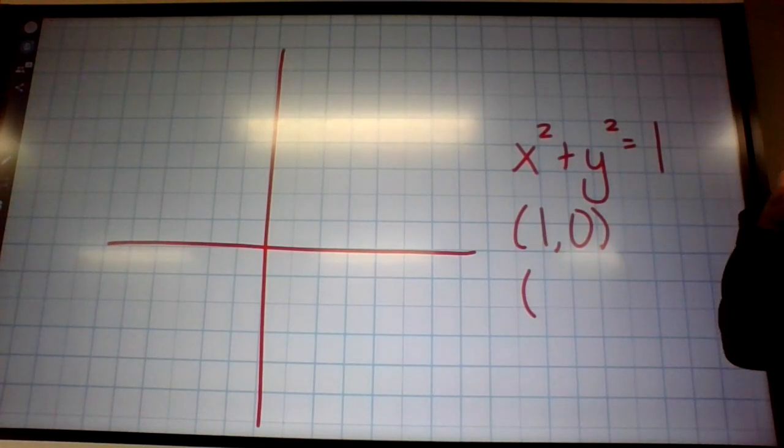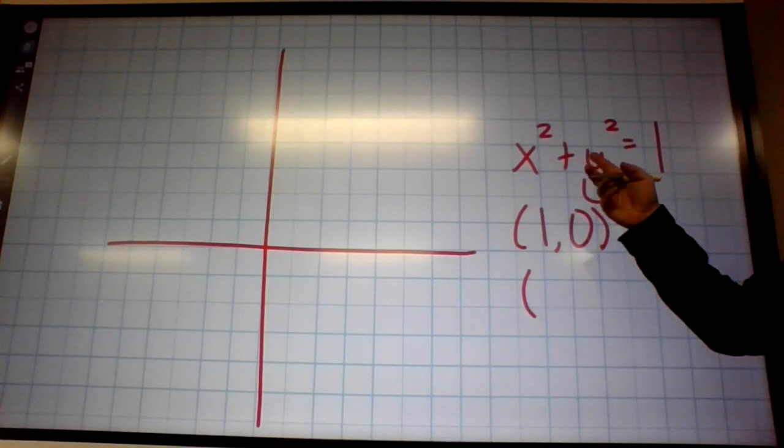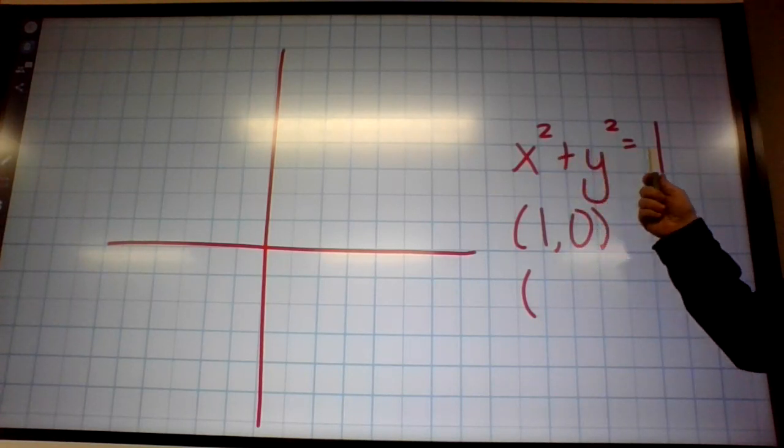Negative 1, or 0. Negative 1 squared is still positive 1, right? What else could we plug in for x and y and get a 1 here?